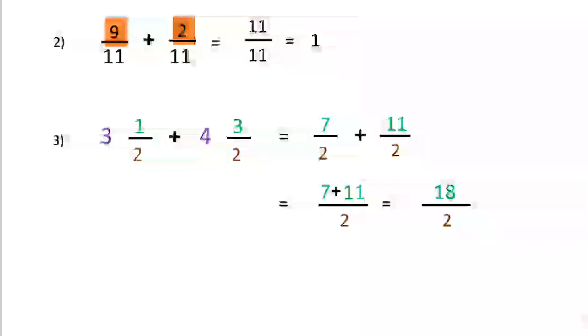We reduce this 18 by 2. Now let's see which is the common number in 18 and 2. 2 is the common number. So we cut 18 and 2 with 2. In 2, how many 2? 1. And in 18, how many 2? 9. That is 9 by 1. We can write 9 by 1 as 9. No need of writing 1 as the denominator.